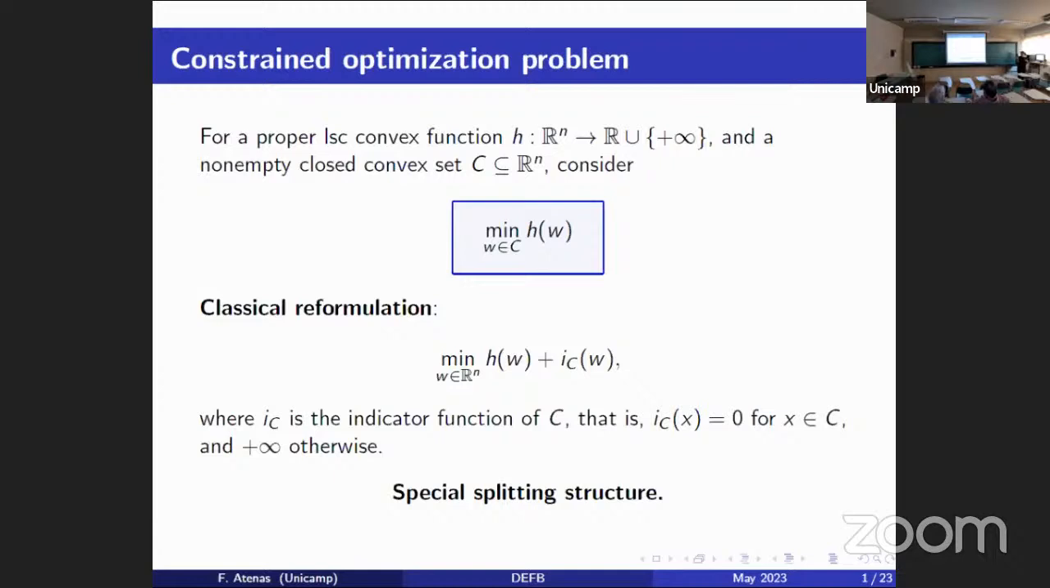For example, here h, in the context of stochastic optimization, is a parallel, while the indicator is 0 or plus infinity, so it has different properties from the objective function. So we want to exploit those properties separately.